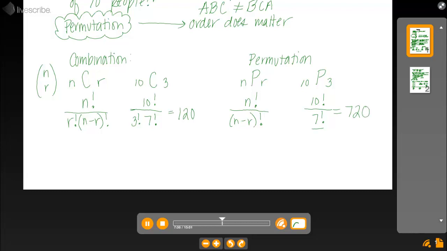And that should make sense. You're counting more things because ABC is not the same as BCA. So we have to count those as separate things. There's going to be more total things.